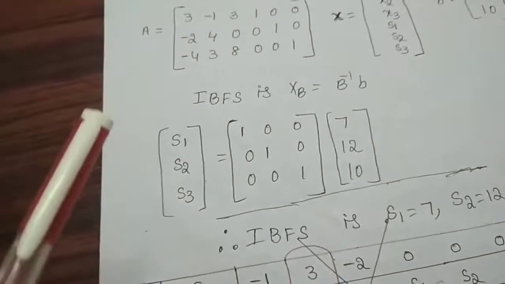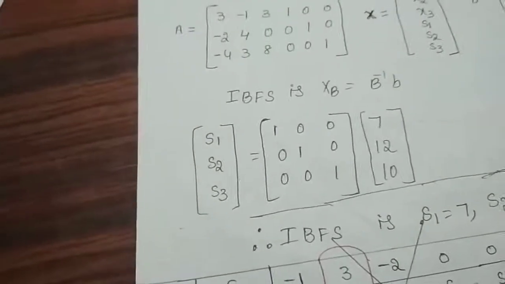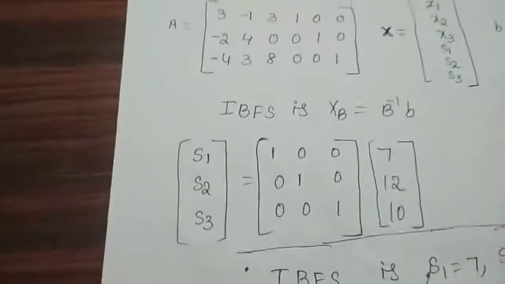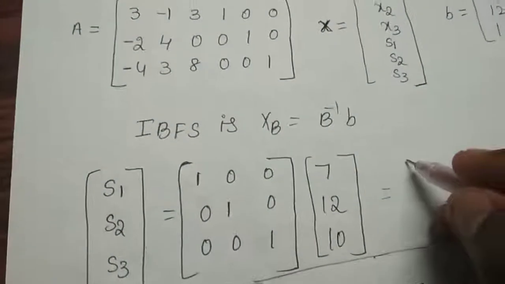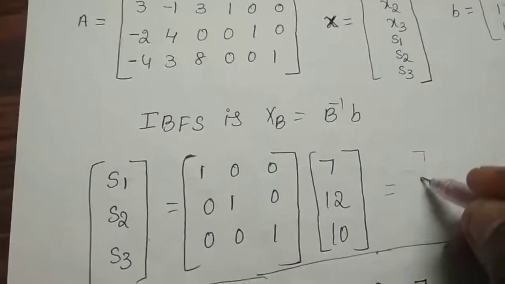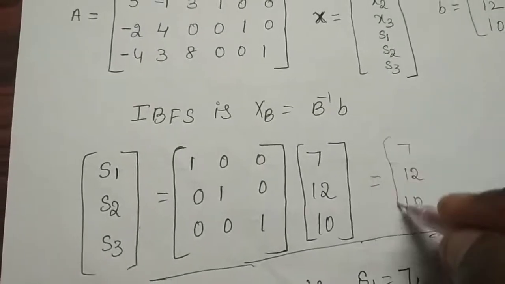Now coming to the initial basic feasible solution: s1, s2, s3 equal to the matrix 1, 0, 0; 0, 1, 0; 0, 0, 1 into 7, 12, 10. So this is the B matrix. Now we multiply these two, and we get again 7, 12, 10.